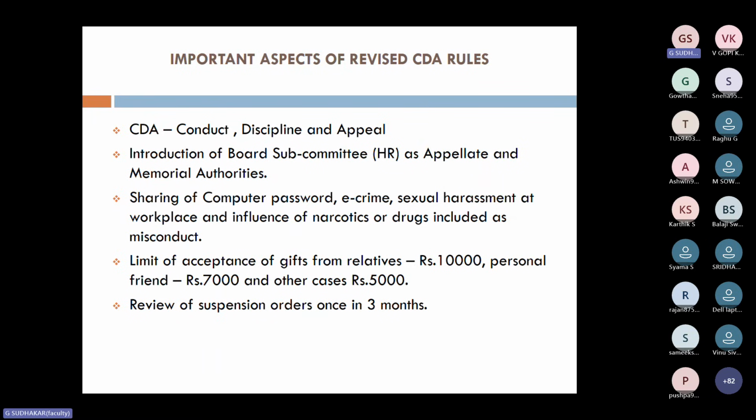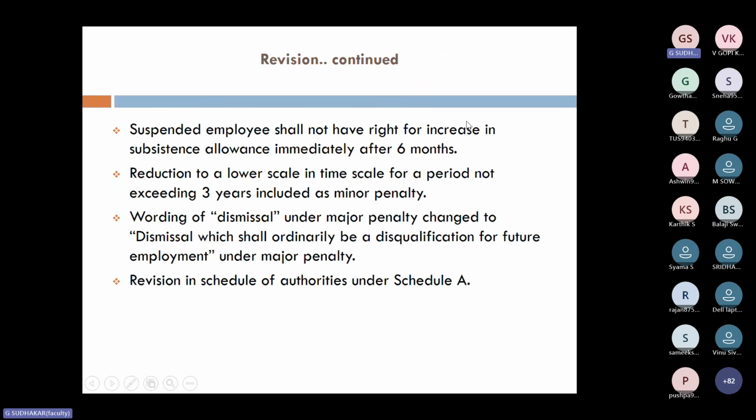And the limit of acceptance of gifts: previously it was a very small amount, 500 to 1,000, like that. But now it is increased to 10,000, and for personal front 7,000, other cases 5,000. A review of the suspension order once in 6 months. Previously, this provision was not there. And the suspended employee shall have the right to an increase in subsistence allowance immediately after 6 months. This was a new provision. Reduction to a lower scale and time scale for a period not exceeding 3 years was included as a minor penalty.